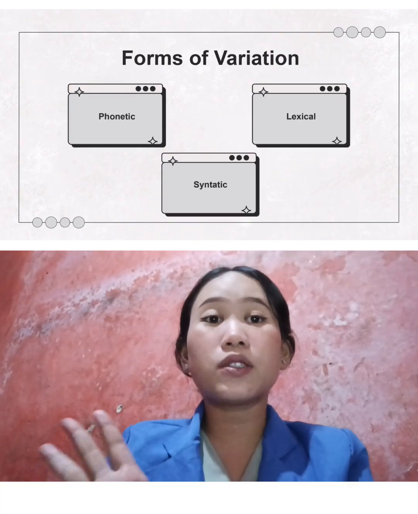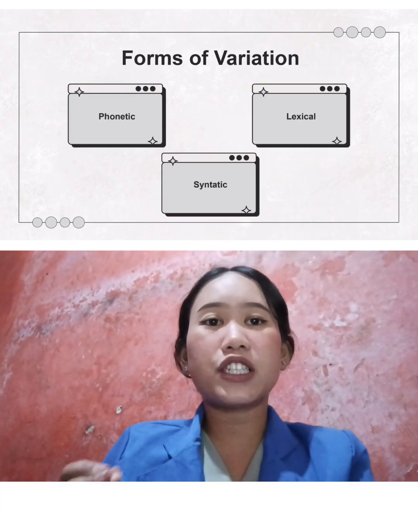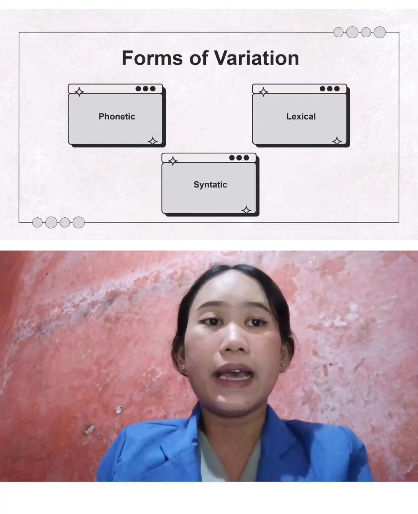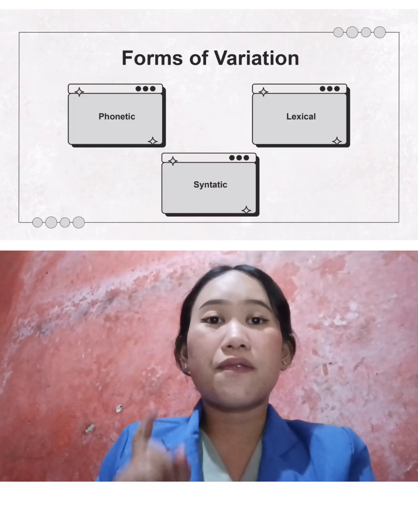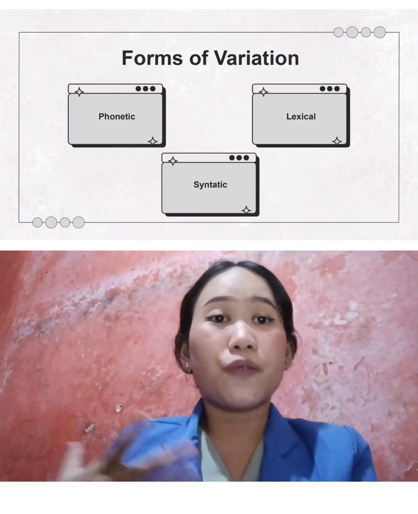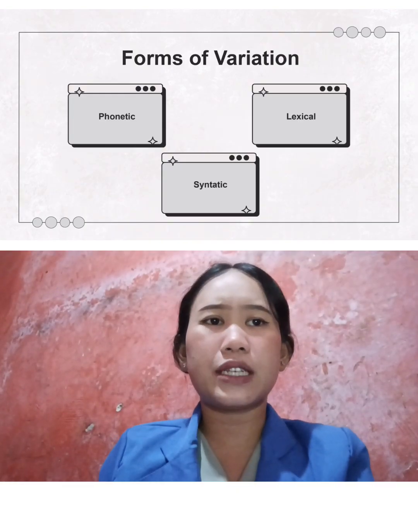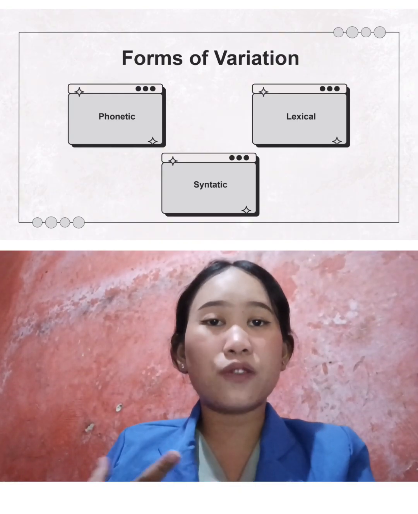Next slide is forms of variation. Linguistic variation appears in different forms, including phonetic, lexical, and syntactic variation. The first one is phonetic variation. It refers to differences in pronunciation, such as accents or sound changes.